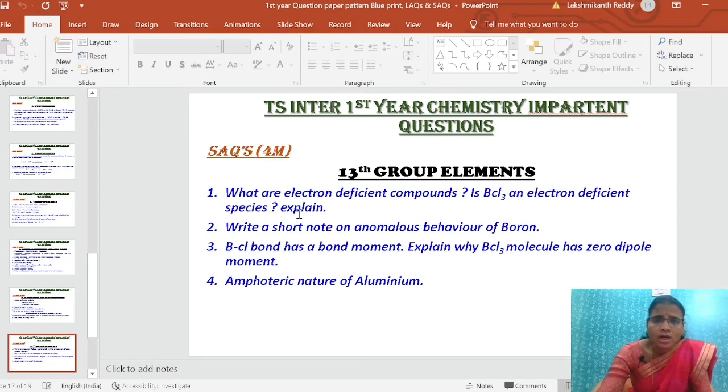Next, 13th group elements. So what are electron deficient compounds? Is BCl3 an electron deficient species? Explain it. Okay. Next, write a note on the anomalous behavior of boron. Then the B-Cl bond has a bond moment. Explain why the BCl3 molecule has a zero dipole moment. Okay. Next question, amphoteric nature of aluminium.